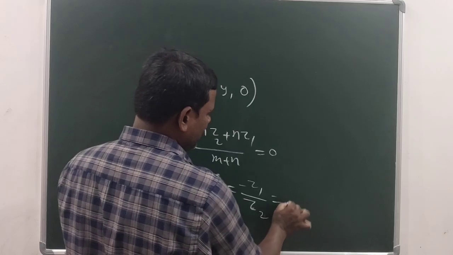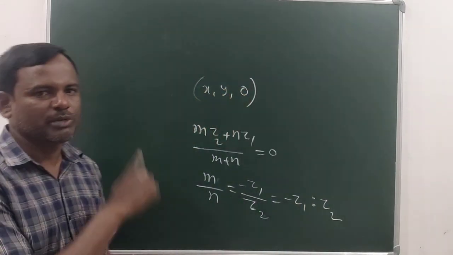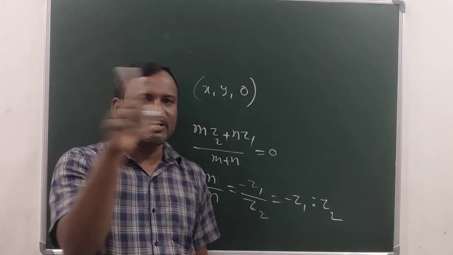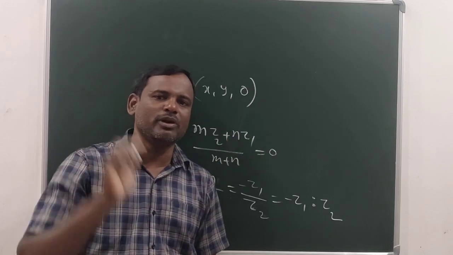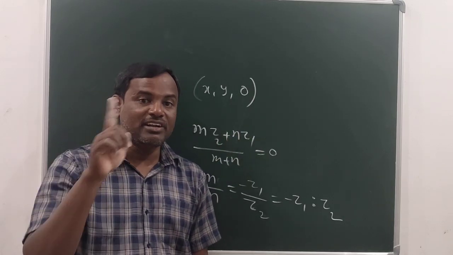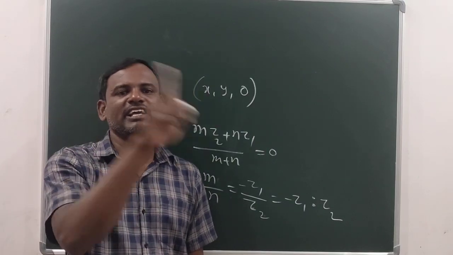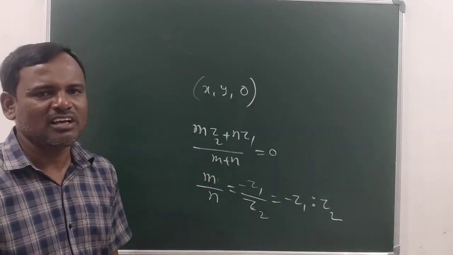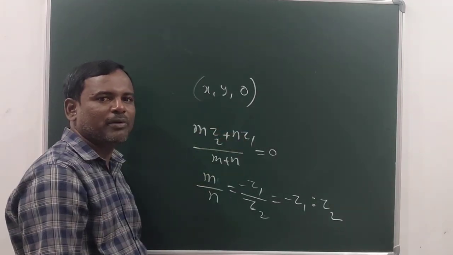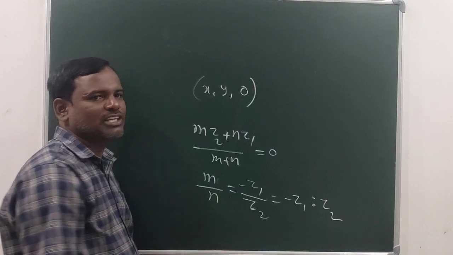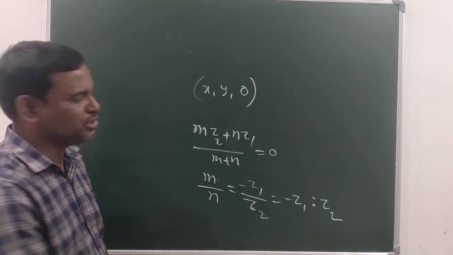You can also write it as minus z1 is to z2. What is my question? There is a line segment whose endpoints are given: A with coordinates x1, y1, z1 and B with coordinates x2, y2, z2. At what ratio does the xy plane divide the line joining AB? On the xy plane, as we know, the z coordinate of every point is 0. Hence I have equated the z coordinates, so I got this ratio as minus z1 is to z2.